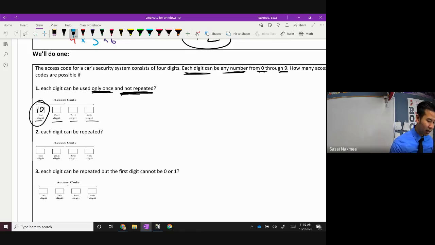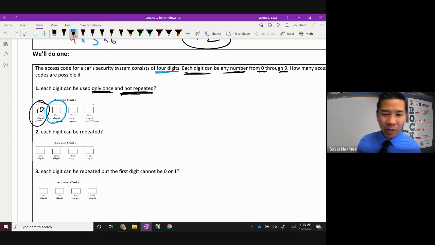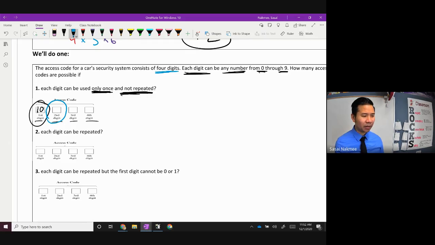So we're moving on now. How many options do we have for the second digit? Yeah, we're doing 4 digits, so we've got to do it for all 4, because this security system requires 4 digits. So how many options do we have for the second digit? Do you guys have any ideas?